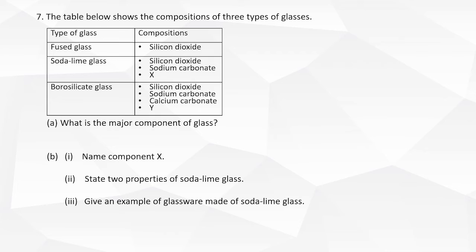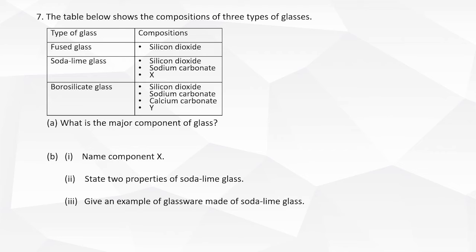In question 7, the table below shows the compositions of 3 types of glasses. The first type of glass is fused glass, which is made from silicon dioxide. Next is soda lime glass, which contains silicon dioxide, sodium carbonate, and unknown X. Last is borosilicate glass, which is made from silicon dioxide, sodium carbonate, calcium carbonate, and unknown Y.